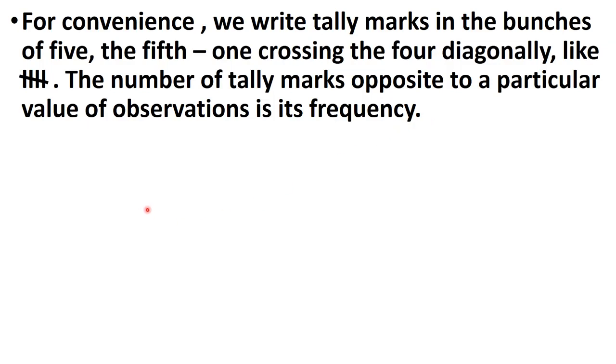Now in front of 5 marks, draw one tally mark. Now suppose the second entry is 4. Then in front of 4 marks, draw one tally mark. In this way you will complete all the entries. And whenever you have 5, you will draw like this: 1, 2, 3, 4 straight lines and the fifth is the cross one. And if more than 5 is there, then one more stroke is drawn after this.